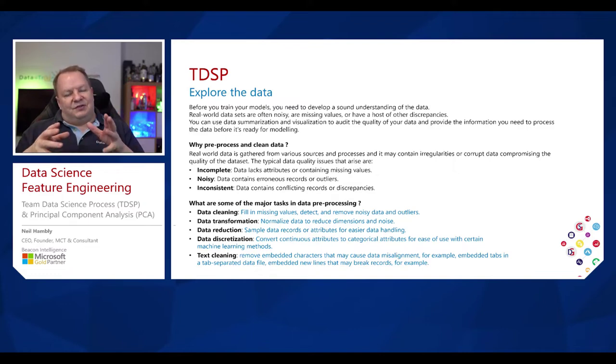We're going to also do some conversion of some of the attributes to categorical attributes so they're usable with some machine learning methods and algorithms. So we may need to do some kind of transformations here. Okay, so that's something also we need to do. And potentially also text cleaning.